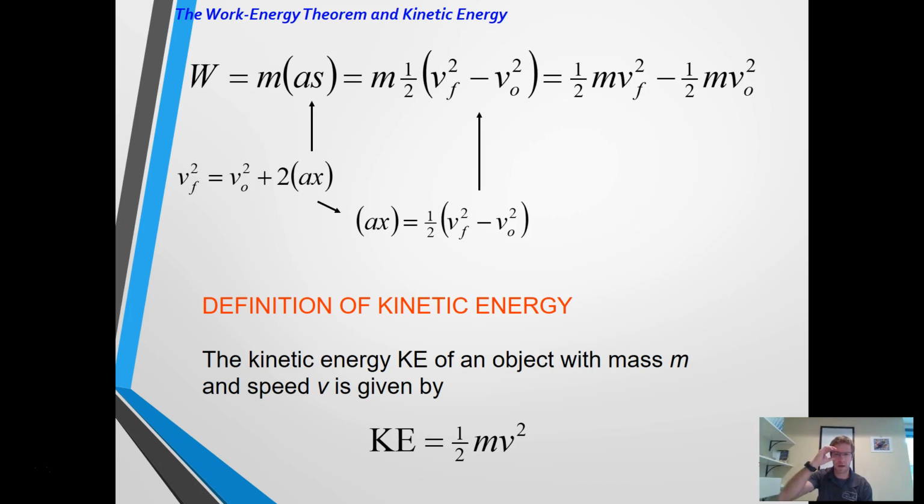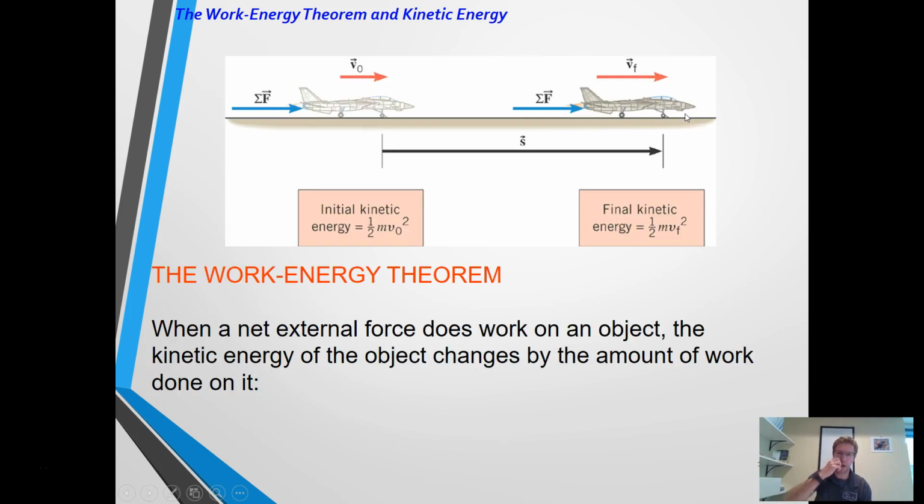If it's a little too fast for you, let me know and I can clarify more. But what you find is that the work being done on some object as a result of some net force is equal to 1/2 the mass times its final velocity squared minus 1/2 the mass times its initial velocity squared. And guess what? Kinetic energy that we just talked about is defined as equal to 1/2 mass times velocity squared. So, whoa, wait a second. Work equals change in kinetic energy. And that, my friends, is the work energy theorem. It tells us the work being done on an object as a result of some net external force will be equal to that object's change in kinetic energy.